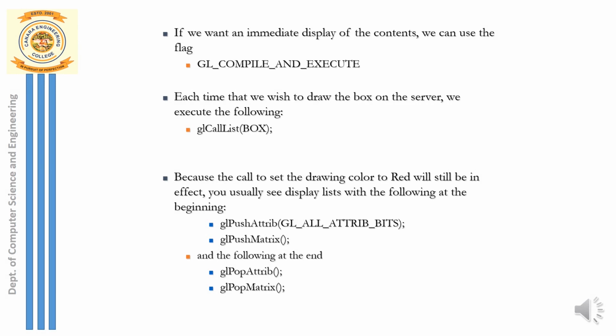If we want to display the display list contents immediately after I generate the list, then I need to pass a parameter there, and that parameter is, instead of GL_COMPILE, GL_COMPILE_AND_EXECUTE. As we have already seen in the previous slide, GL_COMPILE just says that as soon as it is generated, don't execute but just save it in the server. But if you give GL_COMPILE_AND_EXECUTE, it says that you generate the list, and then immediately after generating the list, you execute the display list.